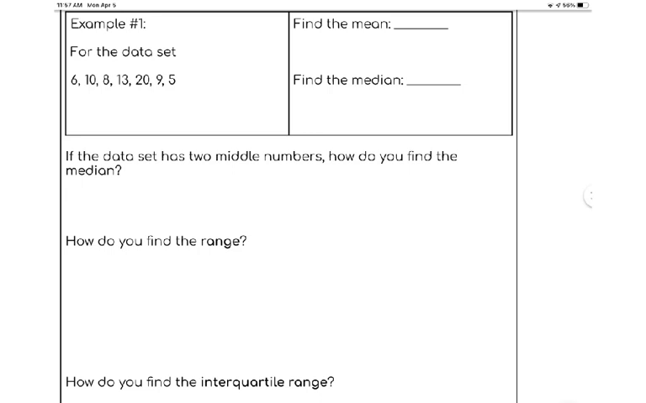So at this point, you should have worked out this problem. And for the data set 6, 10, 8, 13, 29, and 5, we're going to find the mean and the median. So first of all, to find the mean, you're going to need to find the sum of all of these numbers. So the sum ends up being 71. And the number of values that we have is 7. 71 divided by 7 is going to give us 10.14. Now let's find the median.